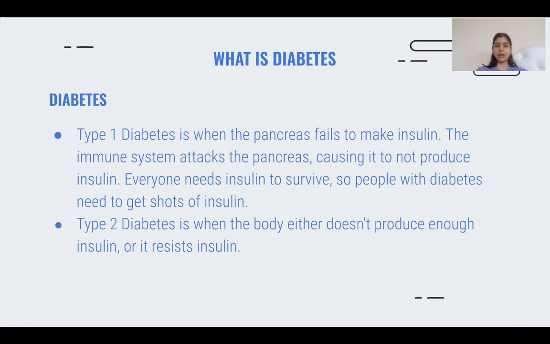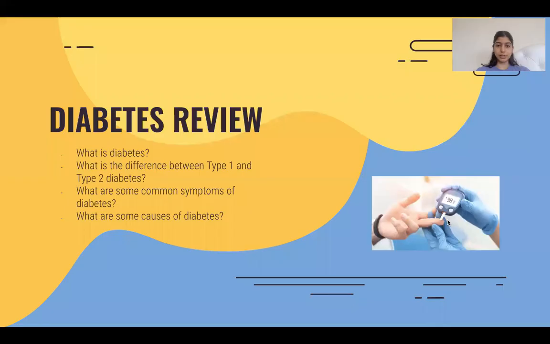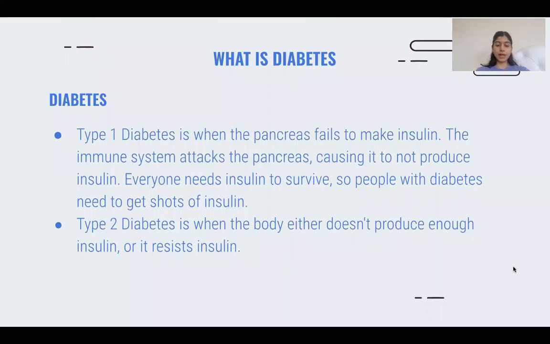Type 1 is when, as you guys know, the pancreas fails to make insulin. The immune system attacks the pancreas, causing it to not produce insulin. And we know everyone needs insulin to survive, to break down the glucose in our bodies. So people with diabetes need shots of insulin in order to survive. And this right here is seen as one of the tests that people with diabetes have to do on a regular basis. Type 2 diabetes is when the body, it can be two things, either doesn't produce enough insulin or resists insulin.